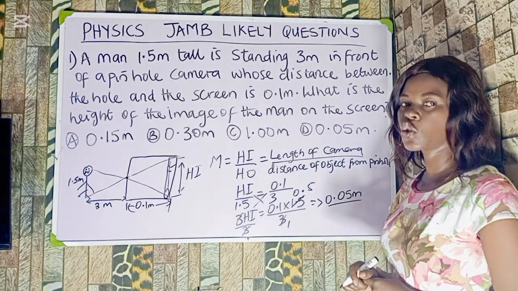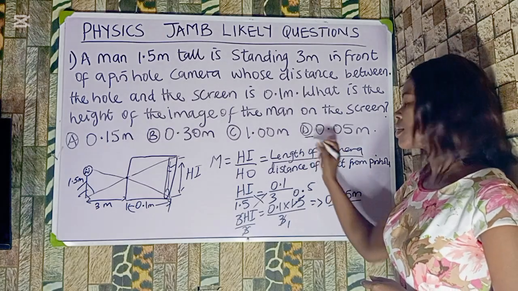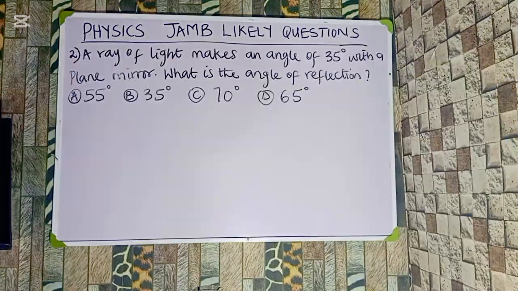From what you have gotten so far, the correct option to this question is option D. I hope that is clear. Next: a ray of light makes an angle of 35 degrees with a plane mirror. What is the angle of reflection? We have option A to be 55 degrees, option B to be 35 degrees, option C to be 70 degrees, and option D to be 65 degrees.